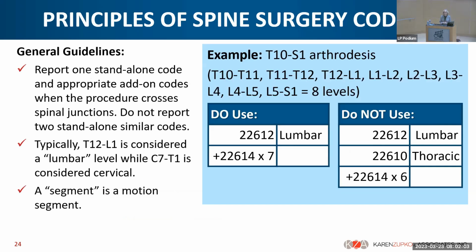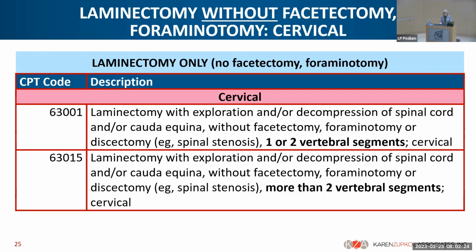And then in general, when you cross junctions of the spine, you can't bill two primary codes, as our coders know. We pick where the most work was done. If the most work was done at the thoracic level, we're going to bill a thoracic code. If most was done at the lumbar level, we're going to bill a lumbar code. We can't mix and match. We can't do what's called two primary codes in one operative session.